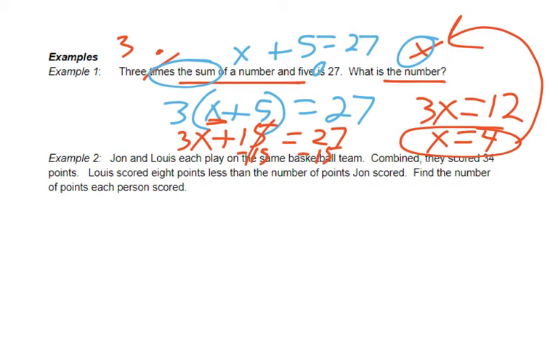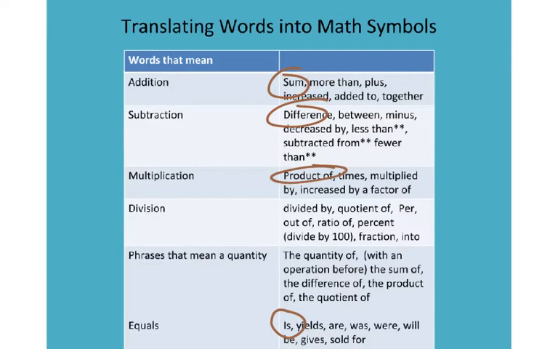So you see your keywords were really important there. If I go back, for phrases that mean a quantity times the sum, there is usually an operational word before it, and usually that word is times. So times the sum tells you that you need parentheses.